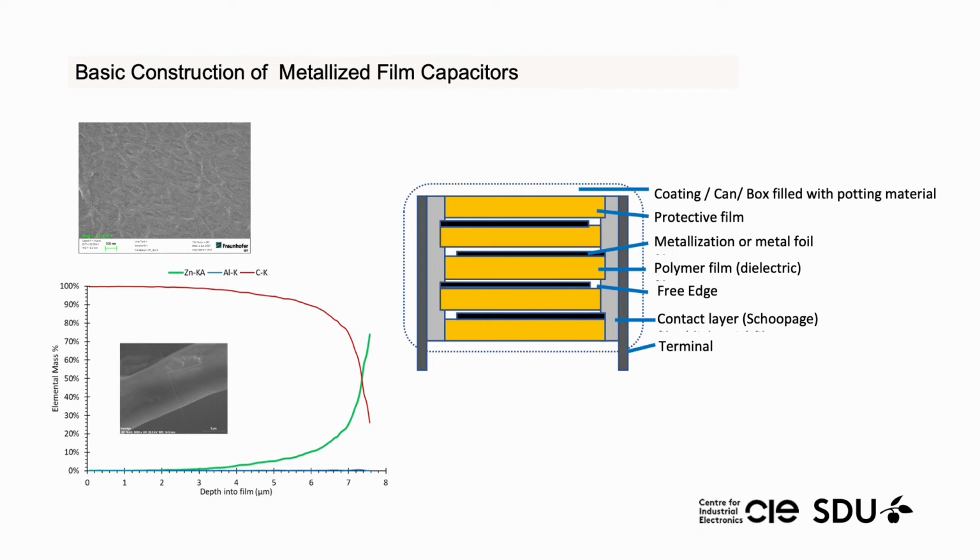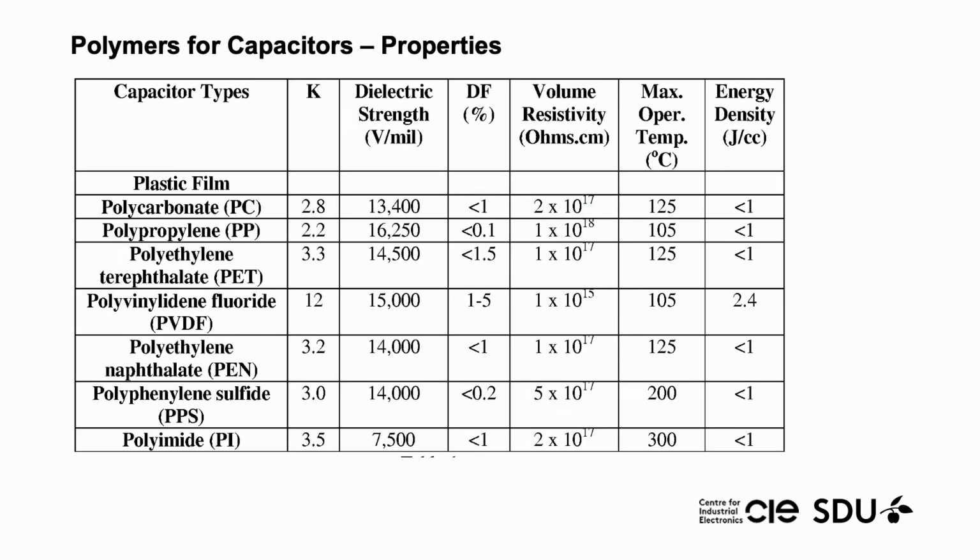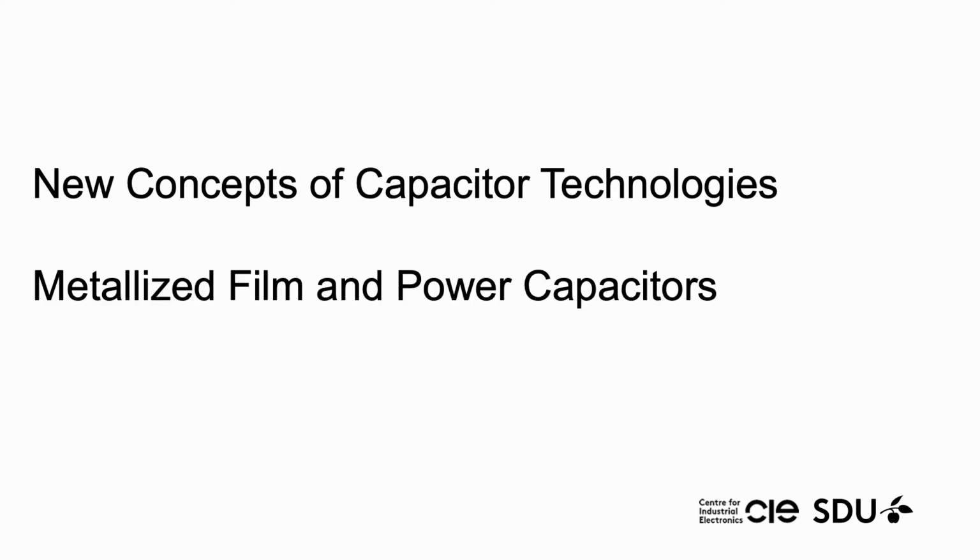On the left hand side one can see the SEM photo of a metallized surface film. This table shows different polymer materials used for metallized film capacitors. The main difference is related to the operation of the polymers at different application temperatures. Now I will talk about our research on new concepts for capacitor technologies used for metallized film and power capacitors.